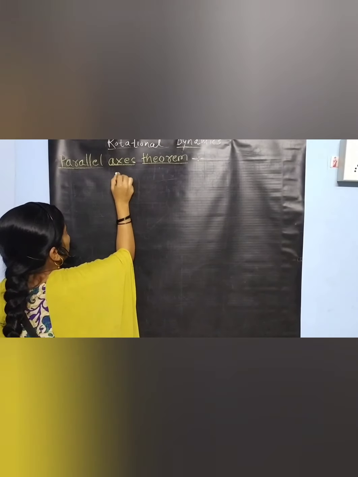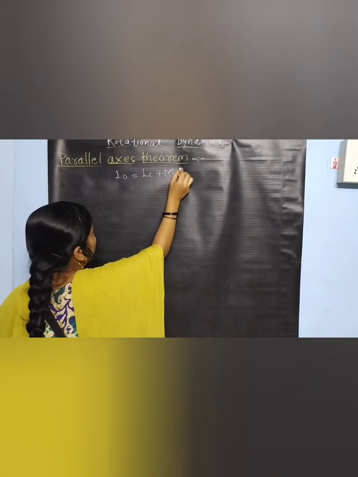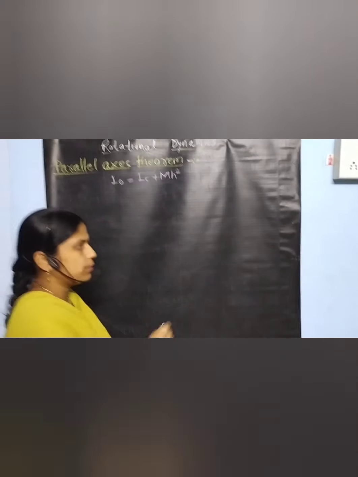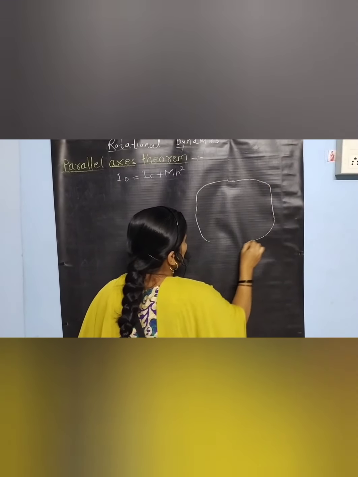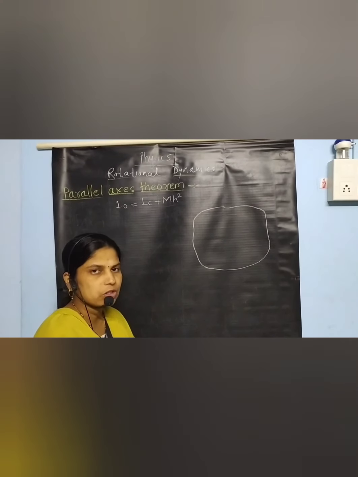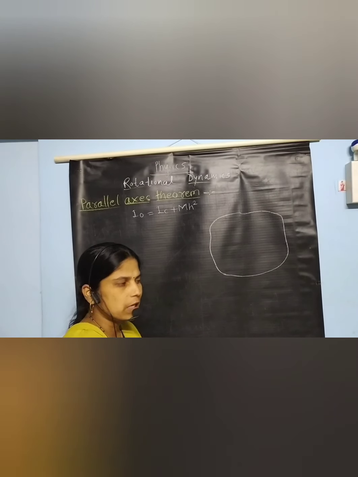Using the statement of the parallel axis theorem, we get I_O is equal to I_C plus M h square. To prove this, we consider a rigid body of mass capital M, and we consider two parallel axes. One is passing through any point and the other axis of rotation is passing through the center of mass, but both are perpendicular to the plane.